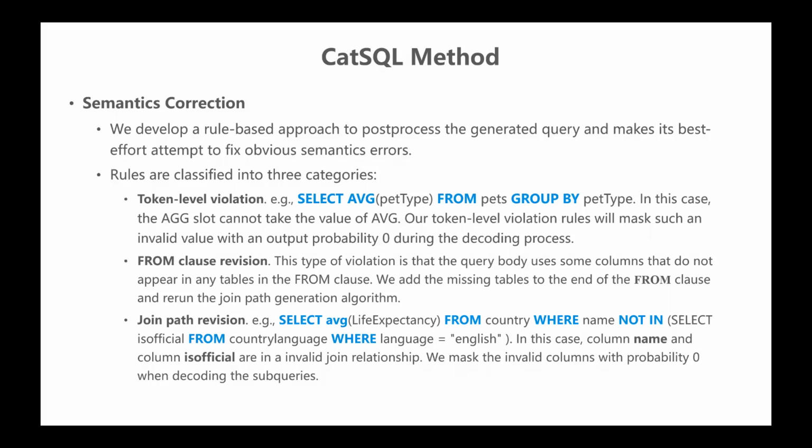The major semantic correction rules can be summarized into three categories. The first class of rules are designed to handle token-level violations such as the mismatch between an aggregation function and its target column. The second class of rules is from clause revision, which is used to handle the cases when a CAT block uses some columns that do not appear in any tables of the from clause, and we will add the missing tables in the from clause and rerun the join path generation algorithm. And the join path revision rules are used to fix the mismatched joins between the inner nested query and outer block.